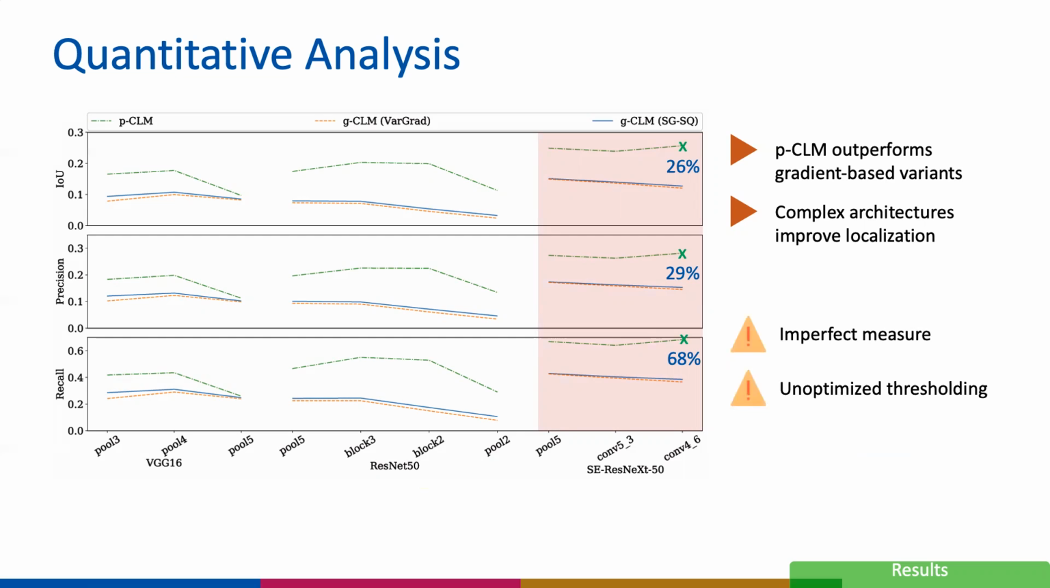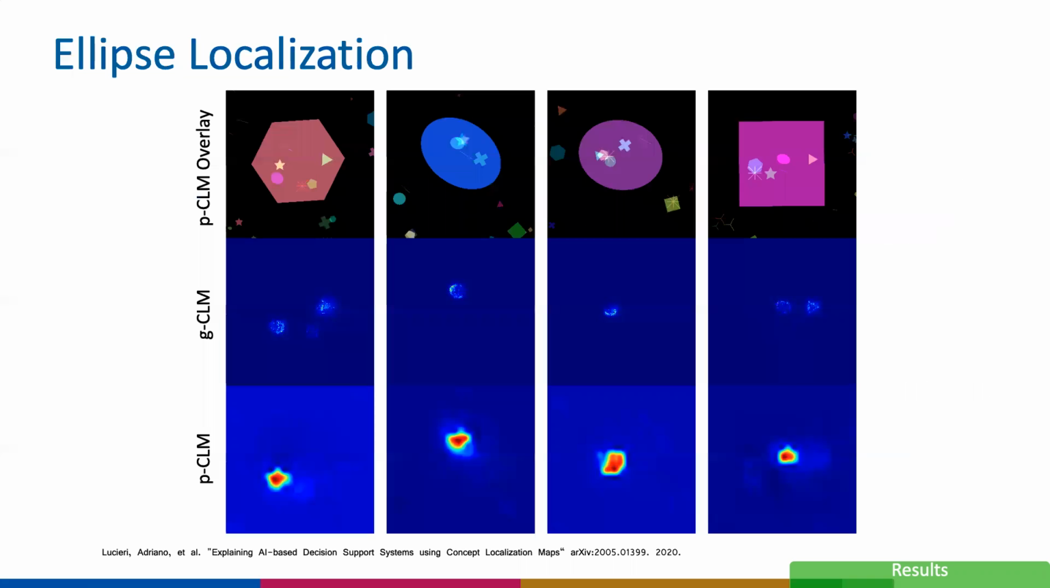But now let's again have a look at the qualitative evaluation. Here we again see the localization maps for the concept ellipse on 4 samples. The reasons for PCLM being superior in quantitative evaluation are obvious. GCLM heat maps are much more sparse in their nature and do not always succeed in localizing only the desired concept.